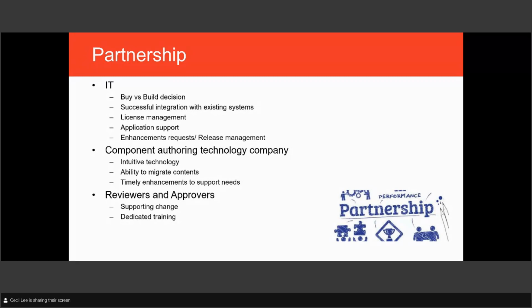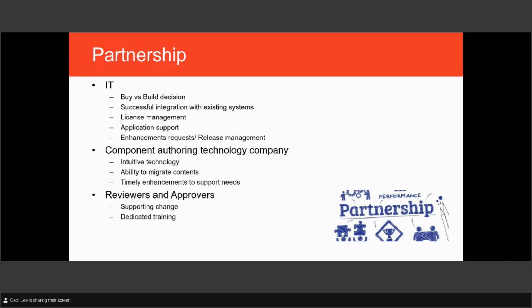We also have the actual technology itself. User experience is very important for the technology if you want to have good adoption, so it needs to be intuitive. It also needs to have the ability to migrate content. If your content is currently in Word, kind of like ours, you need a way to migrate the content in a new way to make it intelligent. That would be a huge boost to the initial adoption.